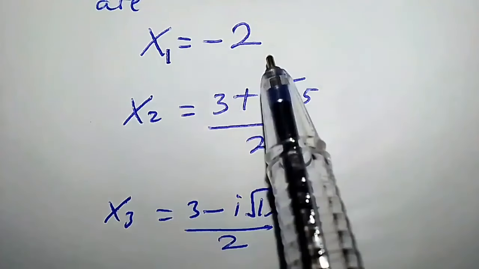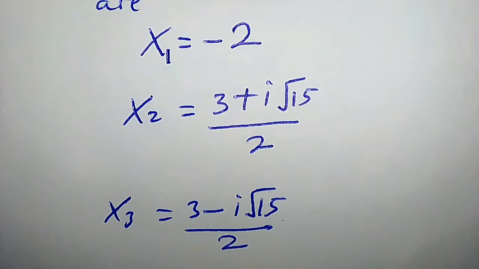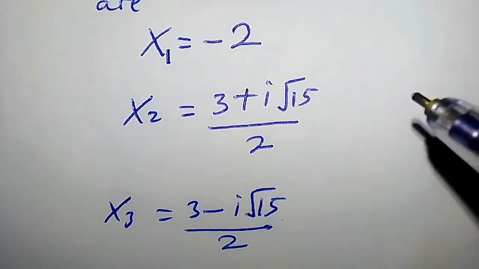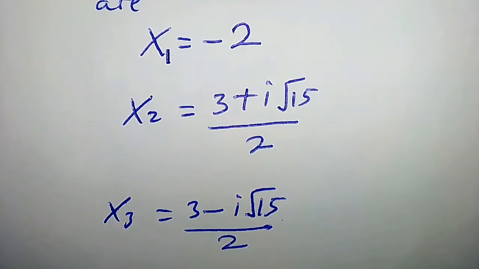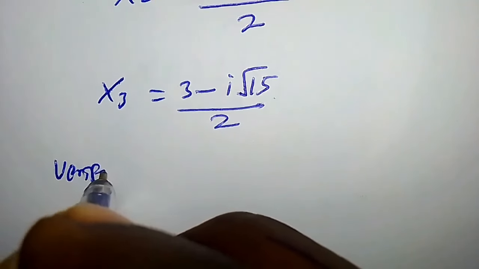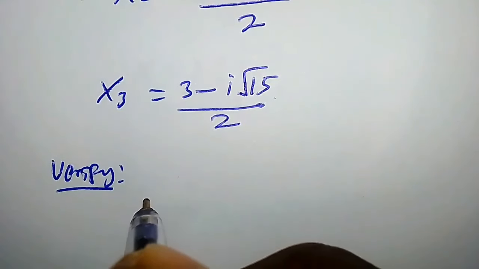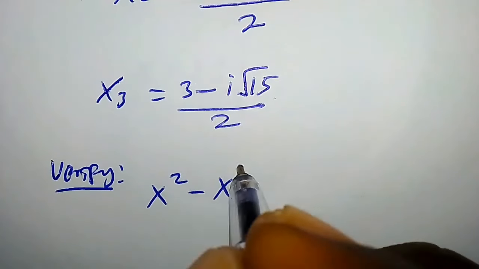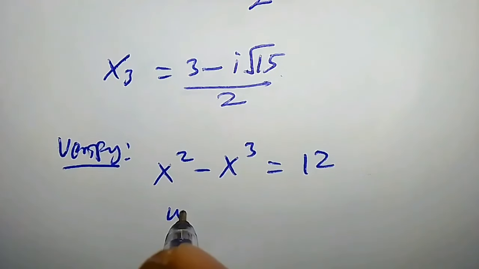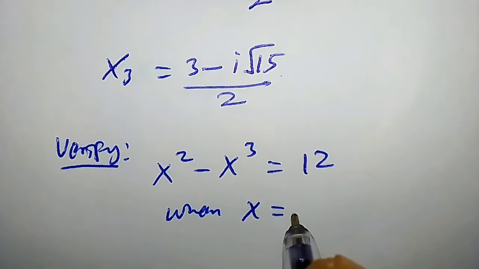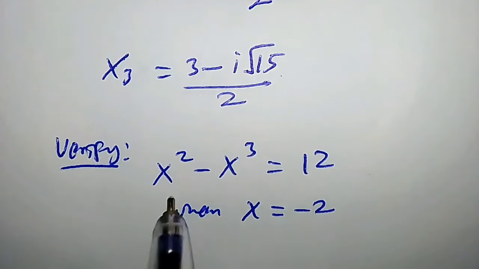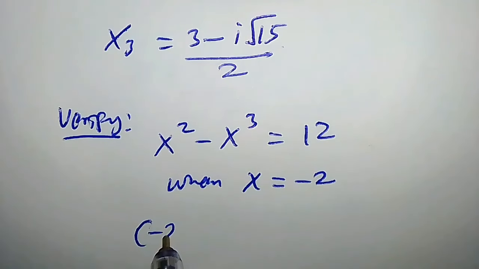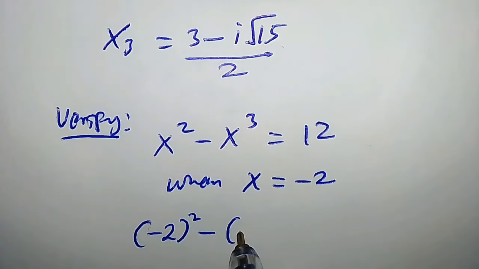These are the three solutions that we have for this nice algebra problem, but it is very good to verify at least one of the solutions. Let's verify the first one. x equals minus 2. Verify. The question is x squared minus x cubed equal to 12. When x is equal to minus 2, we just plug it here. So that will be minus 2 all squared minus minus 2 raised to 3 equal to 12.